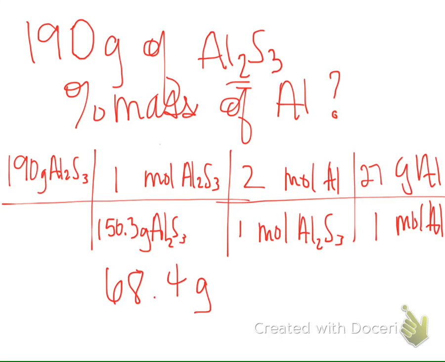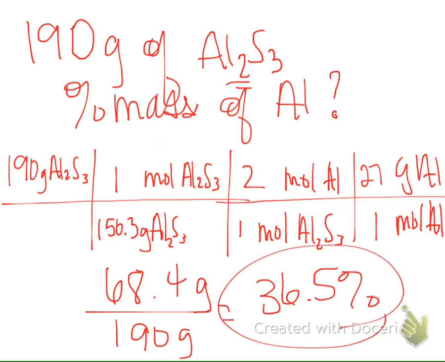If we want to find out the percent mass, we take 68.4 divided by 190, and we get about, should be somewhere around 36? 36. I just forgot to add an aluminum. That's what I got on your original molar mass.